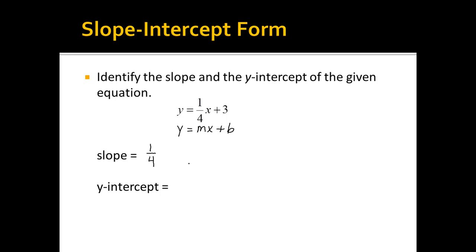B is the y-intercept. The y-intercept is actually a point, so I need to write an ordered pair. The x-coordinate is 0. The y-coordinate is this constant b, and that's positive 3. So those are my two key points. If I wanted to graph this line, now I could plot the y-intercept and use the slope to get another point on the line to draw the graph.